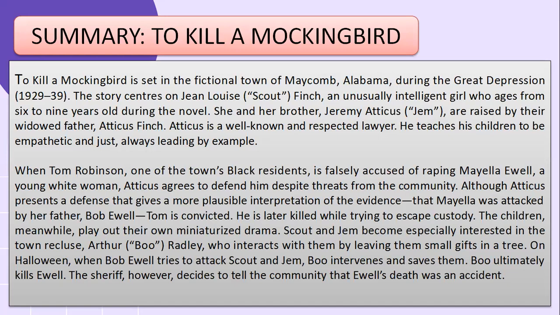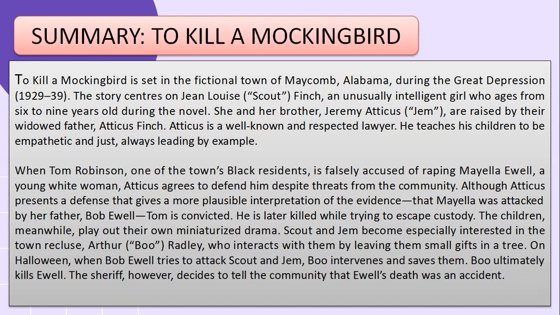She and her brother Jeremy Atticus, or Jem, are raised by their widowed father, Atticus Finch. Atticus is a well-known and respected lawyer. He teaches his children to be empathetic and just, always leading by example. When Tom Robinson, one of the town's black residents, is falsely accused of raping Mayella Ewell, a young white woman, Atticus agrees to defend him despite threats from the community.